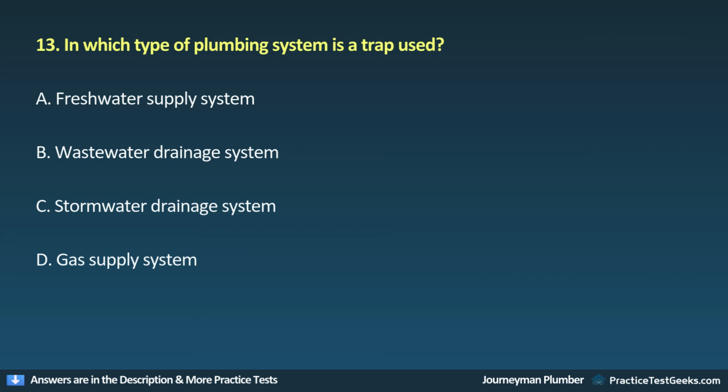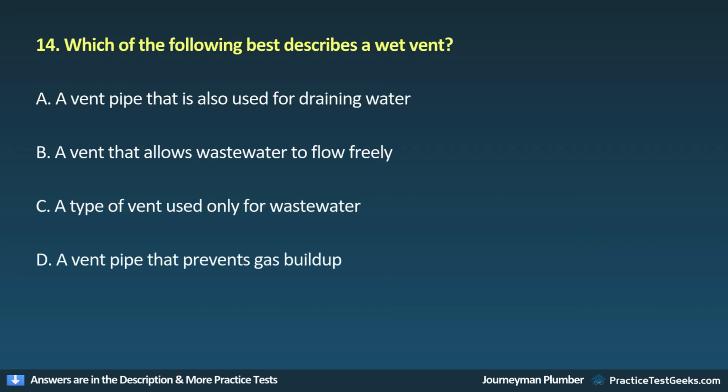13. In which type of plumbing system is a trap used? A. Freshwater supply system. B. Wastewater drainage system. C. Stormwater drainage system. D. Gas supply system.